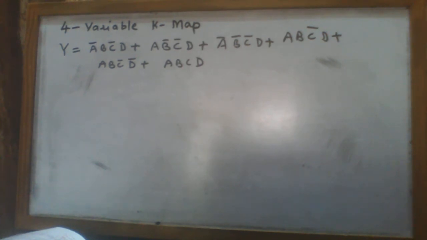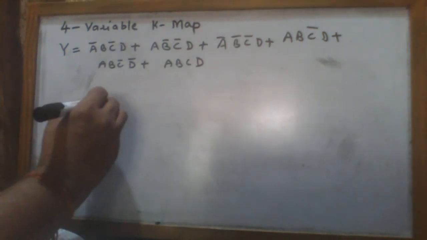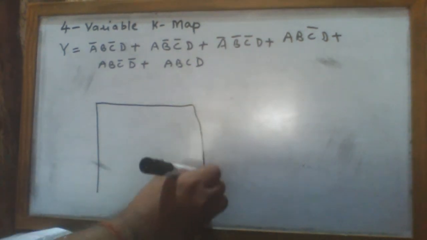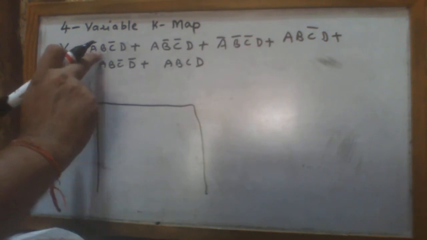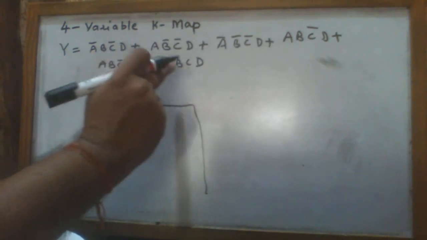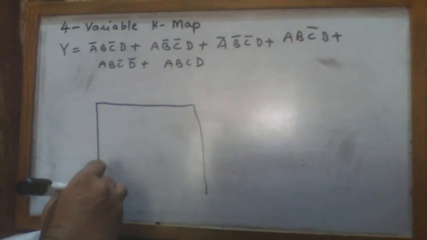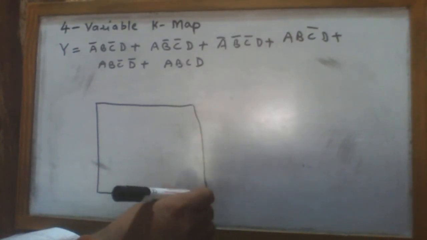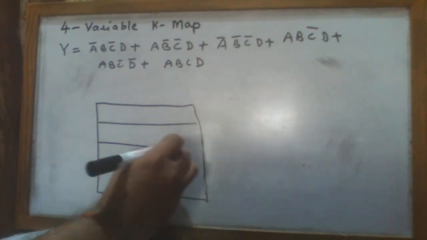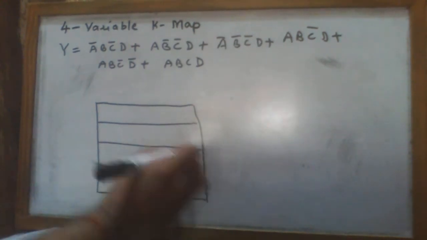equation and reduce the given equation using K-map. Now to solve this given equation in the form of K-map, identify the missing term. In this case, all 4 variables are present in each term, either in true form or complement form. All terms are present. Therefore, I will plot the K-map for the given equation.